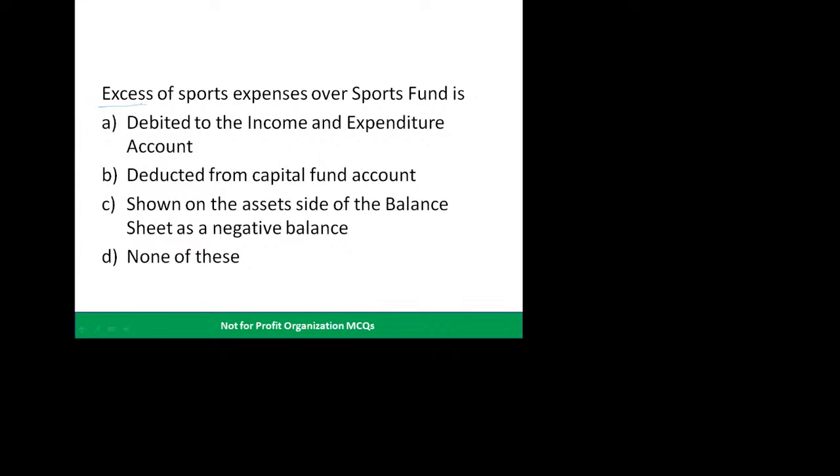Excess of sports expenses over the sports fund account. What do you have to do? Option A, debited to the income and expenditure account. Option B, deducted from capital fund account. Option C, shown on the asset side of the balance sheet as a negative balance. Option D, none of this.